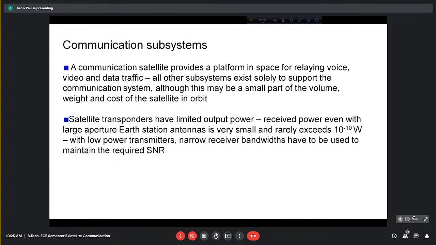So that is why, at one point of time, there was an emphasis on building larger and larger Earth station antennas.